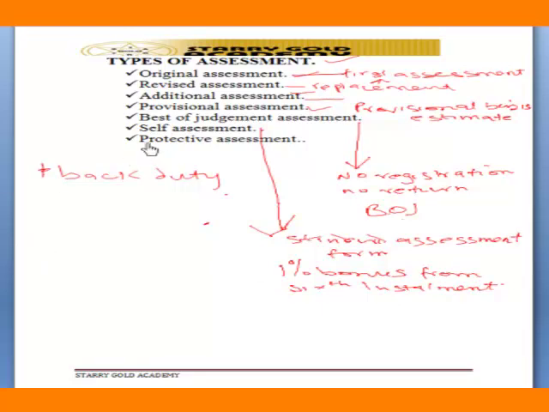Protective assessments. Let's look at protective assessment. This will be raised on the ground of expediency. So this assessment comes up on the ground of expediency, where it becomes very, very necessary. If the tax authorities is of the opinion that such assessment is necessary, what could result into expediency, urgency?